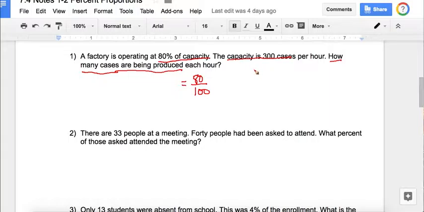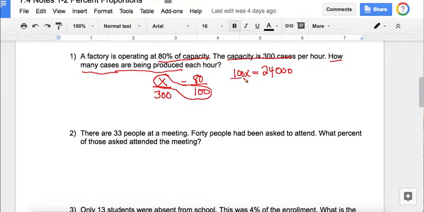So if the capacity is 300 cases, do you think that would be part or whole? If you said whole, you are correct, because that is the most cases that they can hold in that hour. Okay, so then we're going to find part, which is on top. And now, just like we did in our last unit, we're going to circle our variable first. So 100 times x is 100x. And 80 times 300 is 24,000.